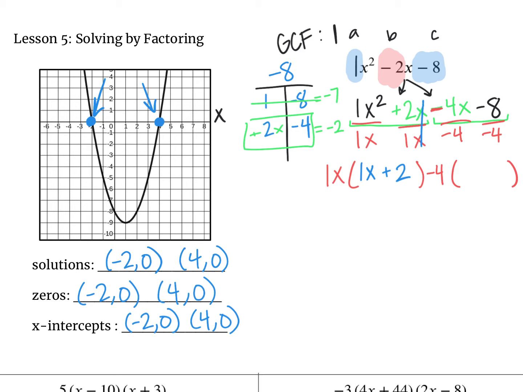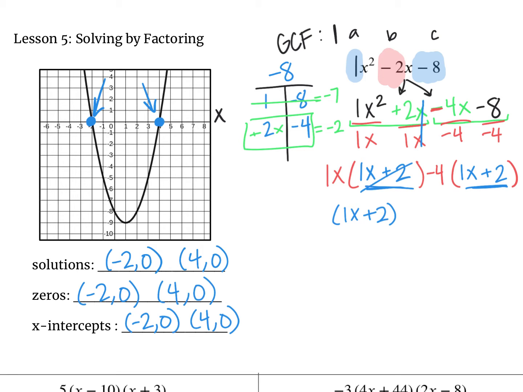Negative 4x divided by negative 4 is going to be positive 1x. And negative 8 divided by negative 4 is positive 2. So notice we have the same thing in our parentheses, and that's what we call the twins, 1x plus 2. So to write out our answer, we're going to factor out the twins. So we have 1x plus 2.